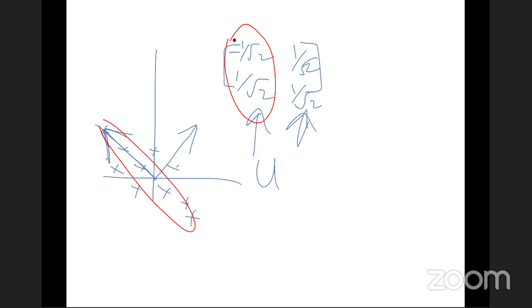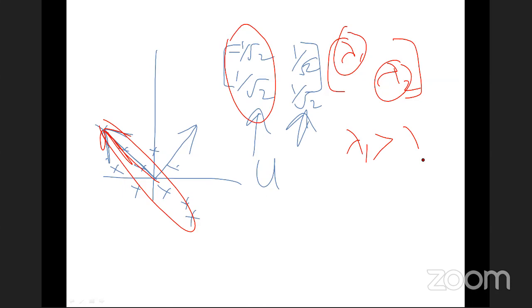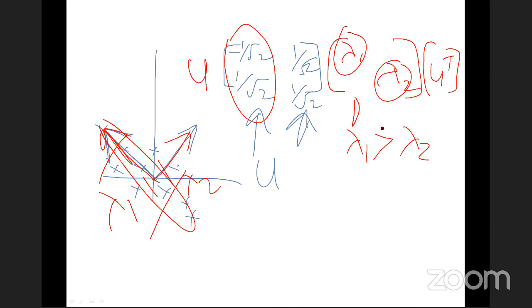Then you have the lambda matrix. In the lambda, you will have lambda 1 here and lambda 2 here. What is lambda 1? Lambda 1 is the spread in this direction. Lambda 1 will be greater than lambda 2 because lambda 2 is the spread in this direction. So this variance is lambda 2, and this variance, which is larger, is lambda 1. Then you have U transpose. So this is U, this is lambda, this is U transpose. Is that clear? So your sigma will be represented like this.